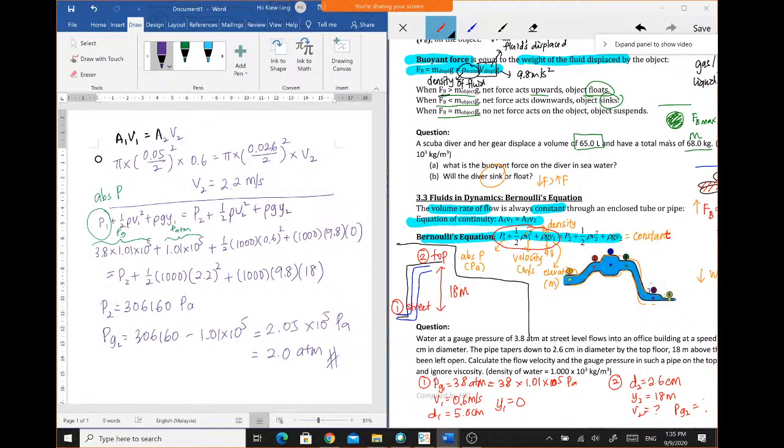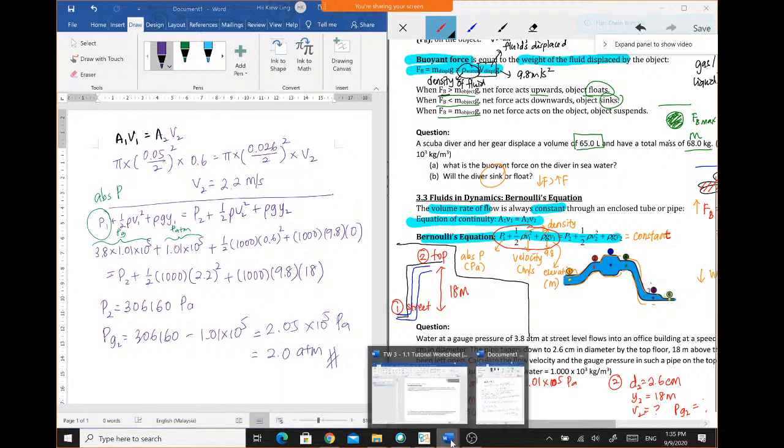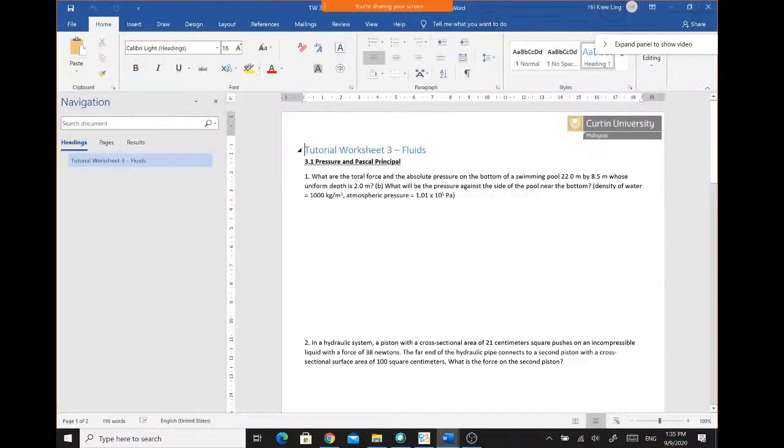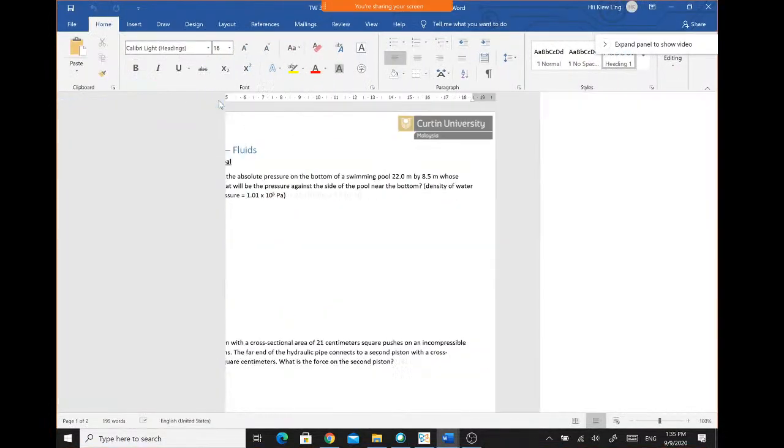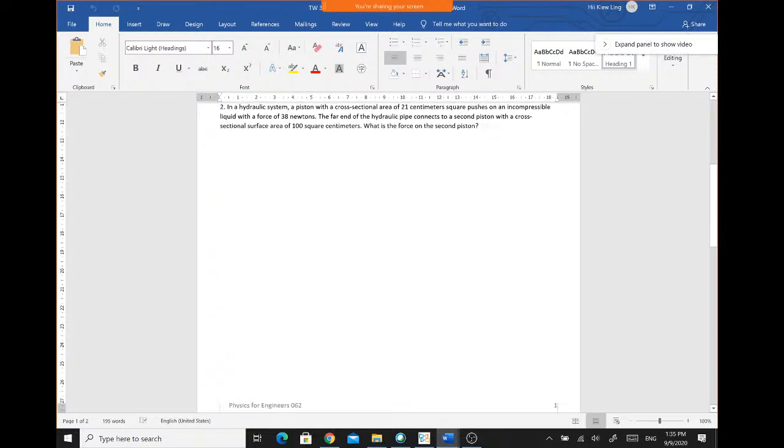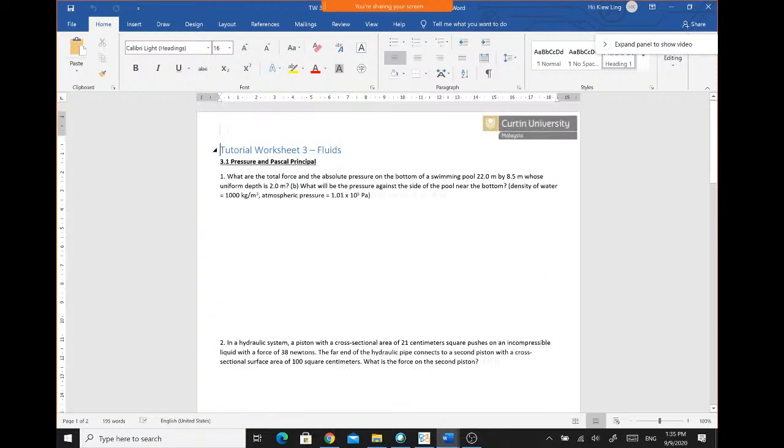Are you okay with all the principles for fluids? Okay, so let's move on to the tutorial worksheet. We will complete our first section, pressure and Pascal principle, before we have our 5 minutes or 10 minutes break.